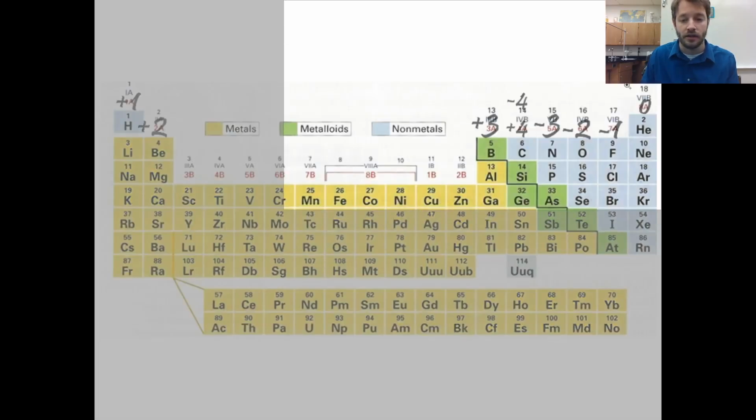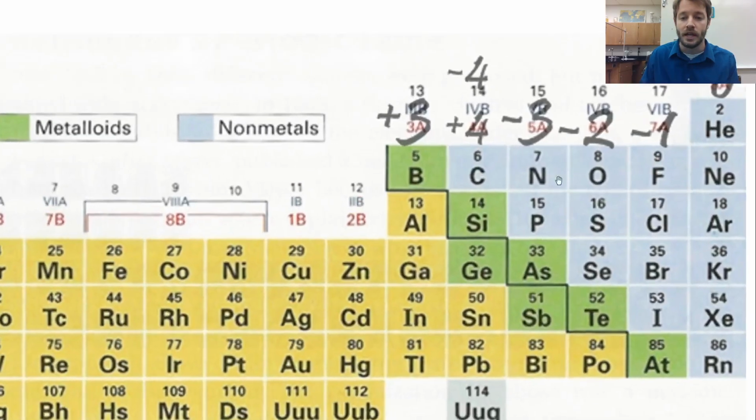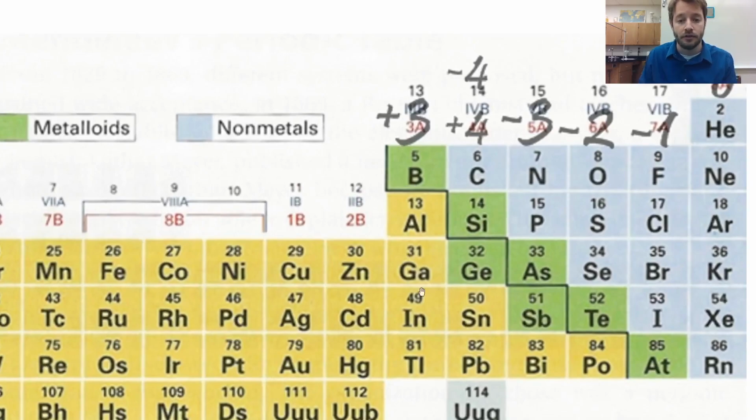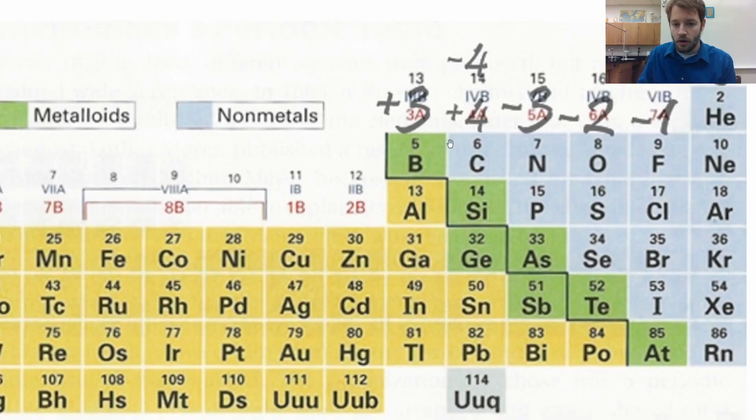If we go to the other side of the periodic table, we see the triels, the boron group. These have 3 valence electrons, and so when they lose those 3, they become a positive 3 charge. So that's what we can expect for this column, this group. For the next group, we have the tetrels.